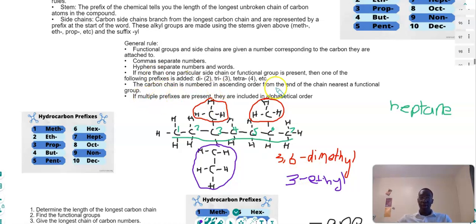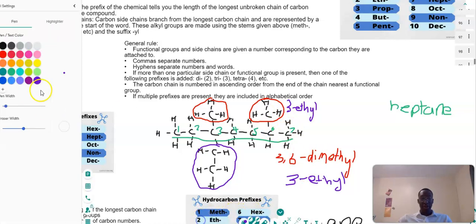So the last rule, remember we said about alphabetical order. Our E and our M: ethyl comes before methyl. So I would write my 3-ethyl. Now I need to write my methyl. I'll change the color so you can see where the methyl is. Now we've got numbers and words, so I've got to separate it again with a hyphen, and then I write my 3, 6, with a comma between 3 and 6. Then I'll dash to separate it again.